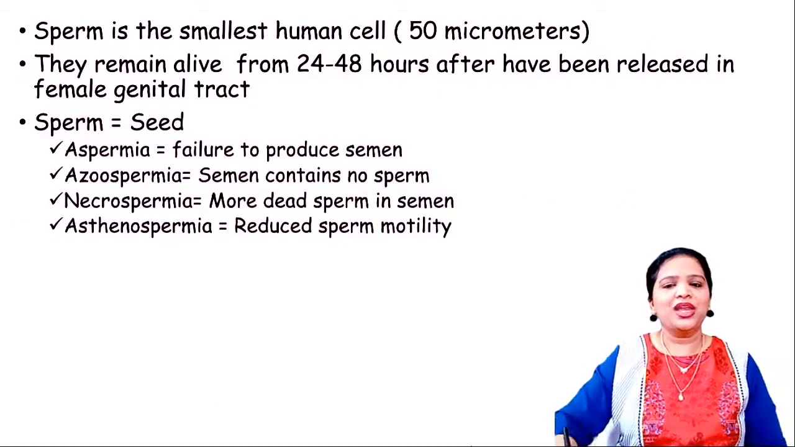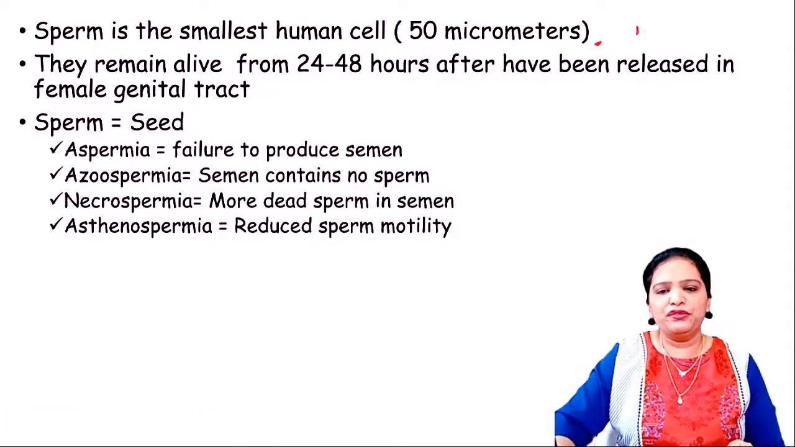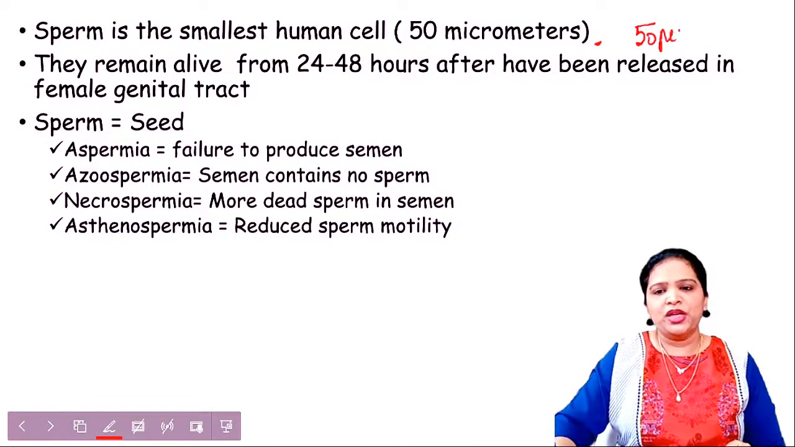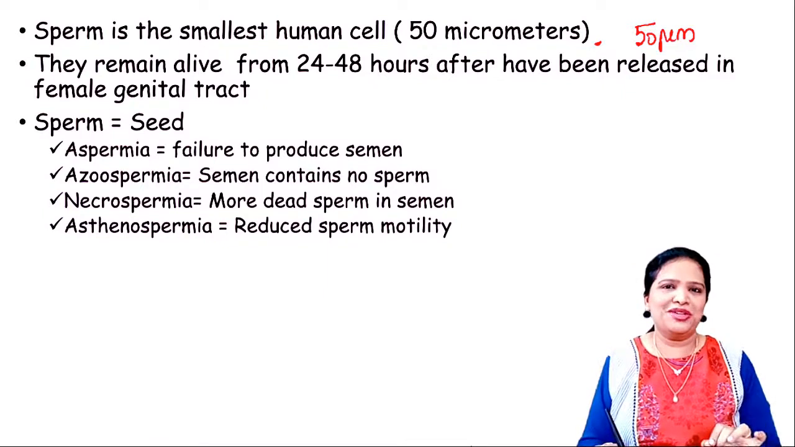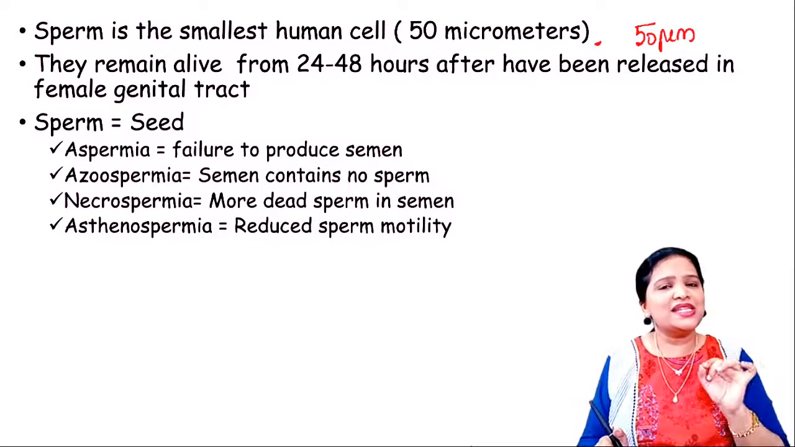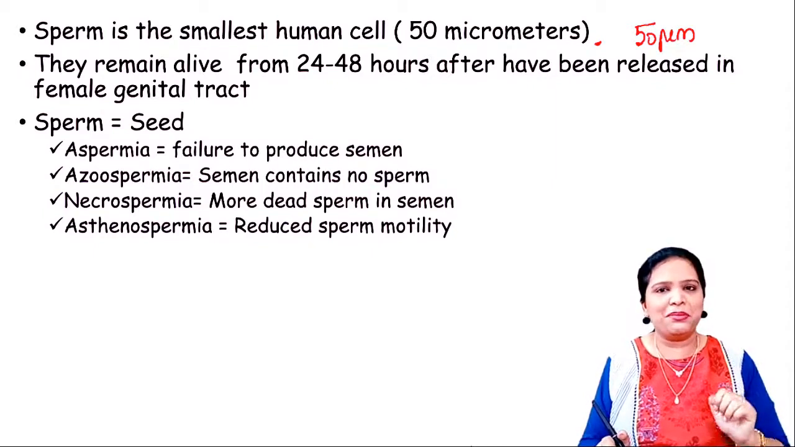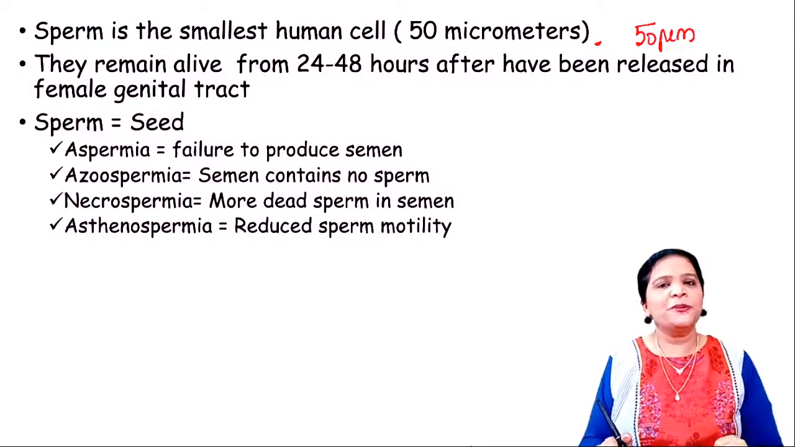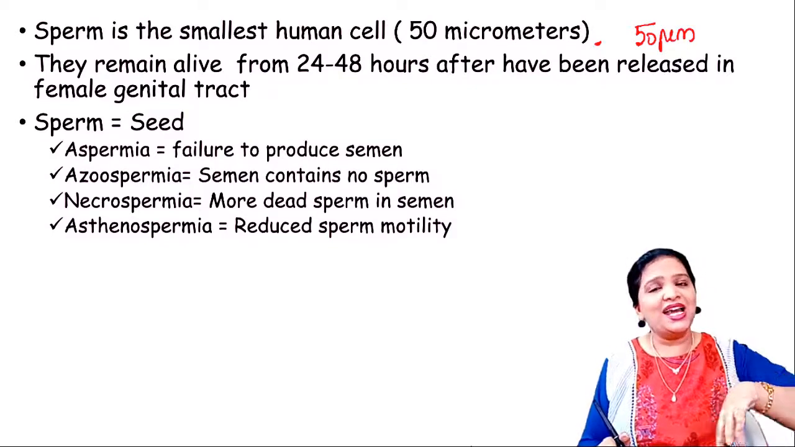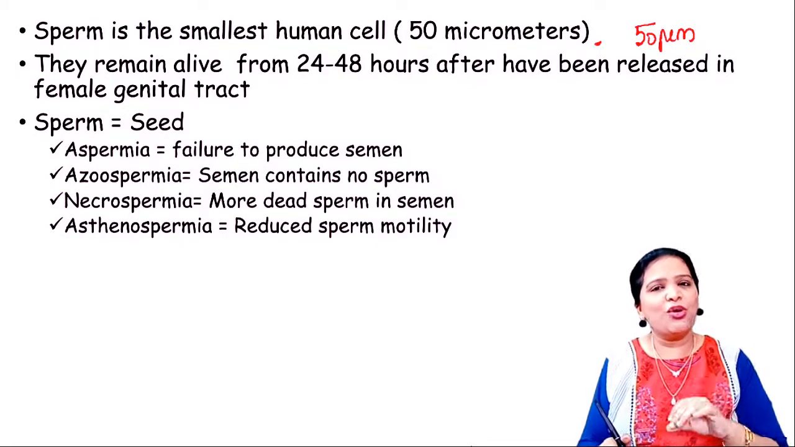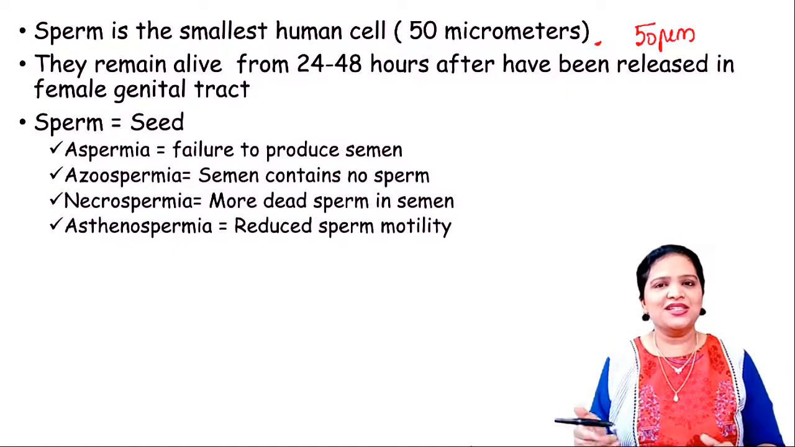Understand? What is the size of a sperm? The size of sperm is 50 micrometer. The sperm is the smallest cell of a human being, and you could not see a sperm without a microscope because the size is very small. This is the smallest sized cell in a human being, and the largest sized cell is the ovum, the egg cell. So just opposite. Smallest is the sperm and largest is the ovum.